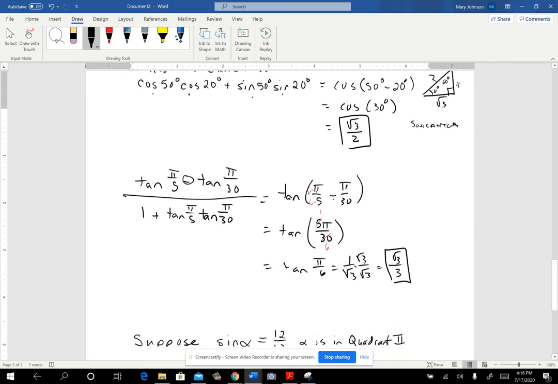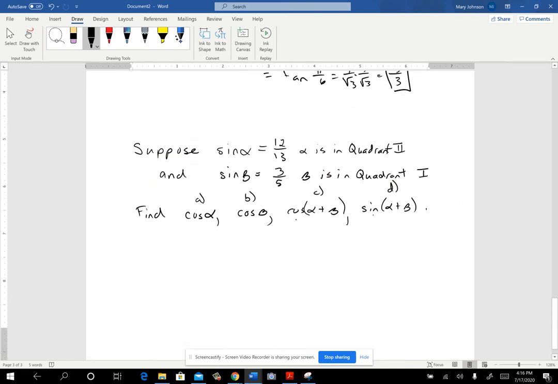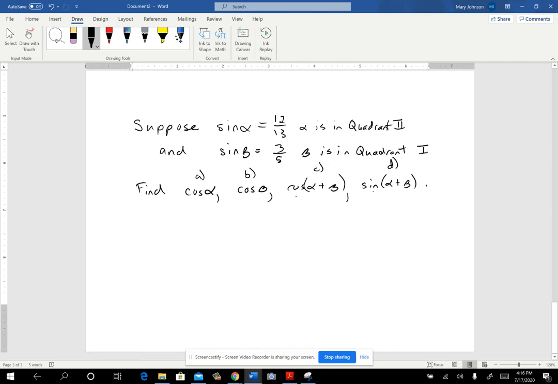All right, now something quite a bit different that they ask you to do. I love these. I think these are really fun. Sometimes they give you information about your angles, and then your job is to find various things. So we don't know what the angle itself is, and we may never know, because we're not asked for the angle itself. So let's do these. On A, I'm being asked to find the cosine of alpha. So I'm going to take this information about alpha and see if I can figure out what the cosine should be.